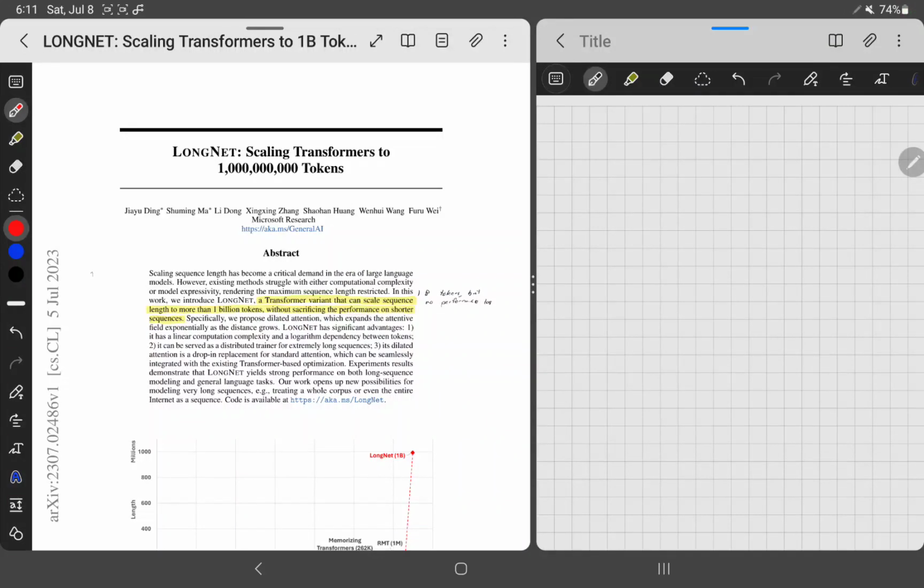Imagine scaling a transformer to a billion tokens. That would be something. Well, this paper does that, and we're going to see how they do that. The biggest problem with scaling a transformer up to a billion tokens is the quadratic complexity in a transformer, and they bypass this by making the attention linear and just dealing with the linear attention instead.